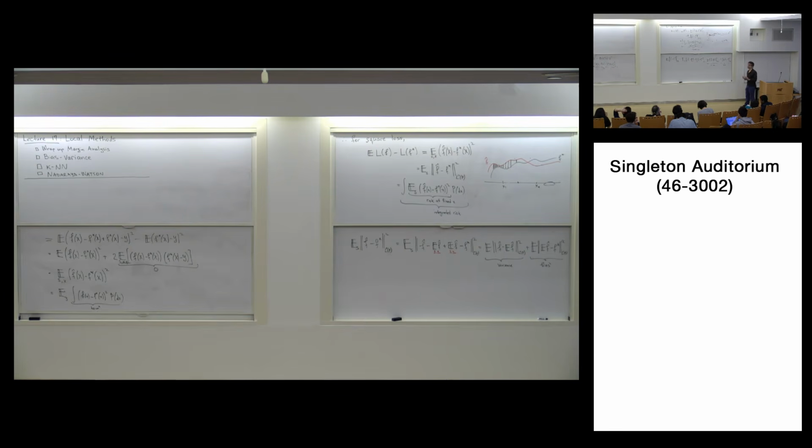And also note that this is an equality. Everything up to this point is equality. We started with what we want, which is the prediction error versus the best you can ever get, and we've got to a bias-variance decomposition.